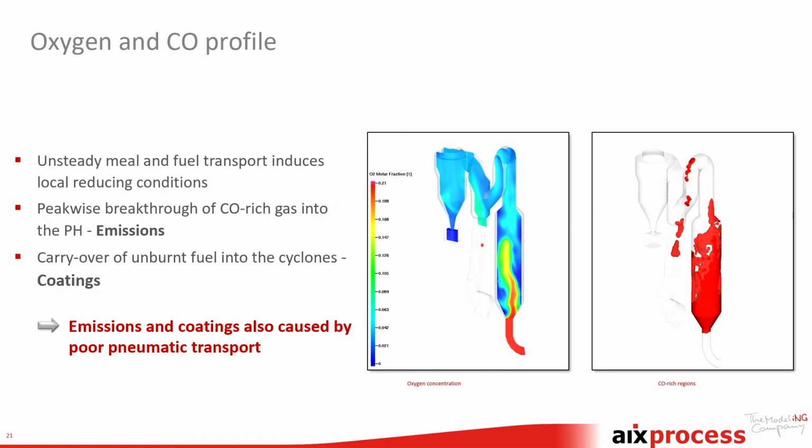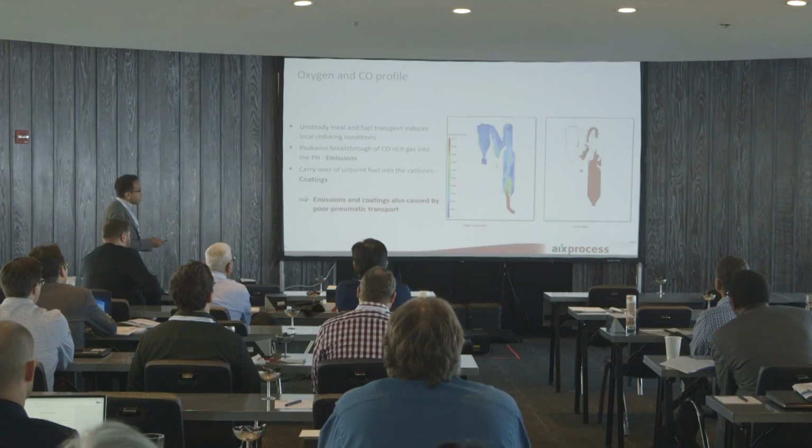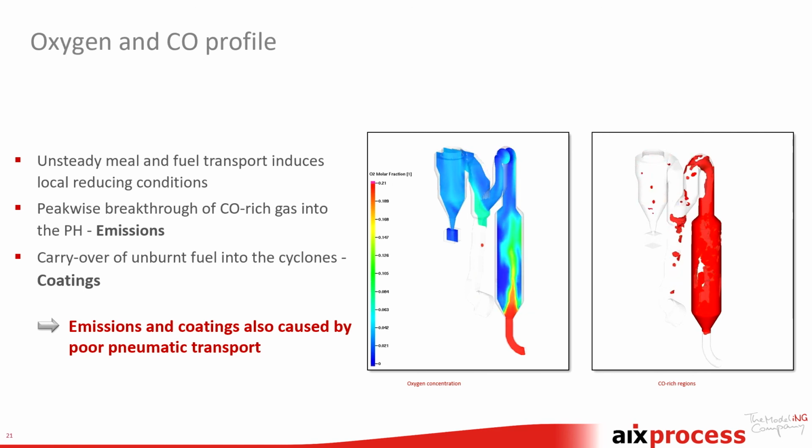So this is one topic, and if we want to look at the reactions, we have the oxygen concentration on the left-hand side, and here is an isovolume of CO-rich regions. So this is explaining not only the pumping, you can see how it's fluctuating down here, but also you have a mild distribution about the cross section. And as the calciner is just up to here, everything which is carried over here for CO means that we have unburned fuel, and we still have combustion within the cyclone, which leads to coating and build up of layers you certainly don't want to have. So this is also caused by poor pneumatic conveying.